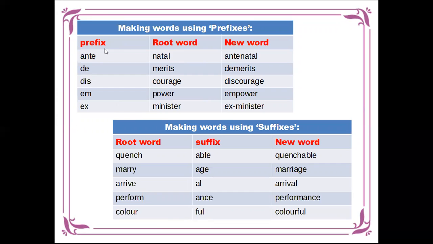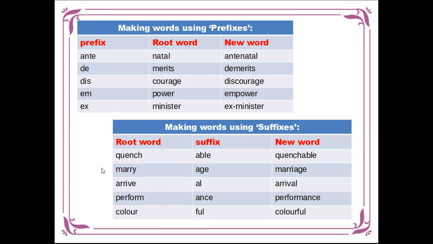You can see the example: anti plus natal equal to antenatal. De plus merits equal to demerits. Dis plus courage equal to discourage. Em plus power equal to empower. Ex plus minister equal to ex-minister. So now we can see making words using suffixes.